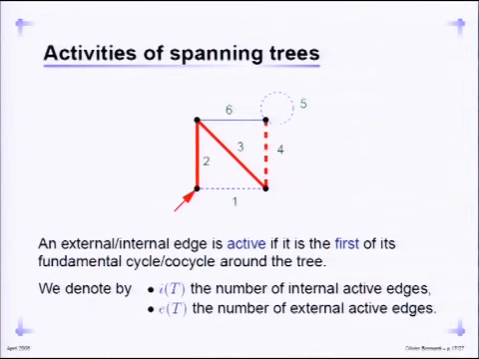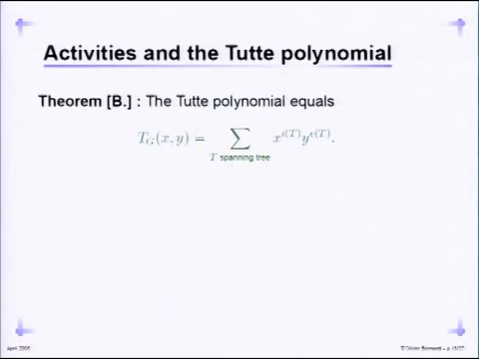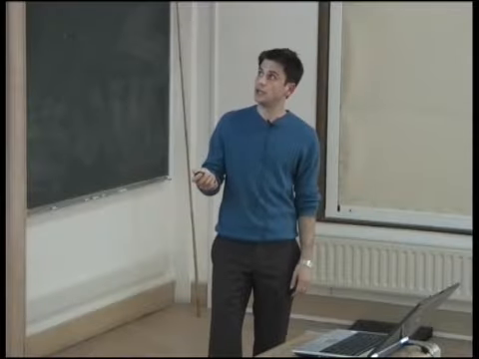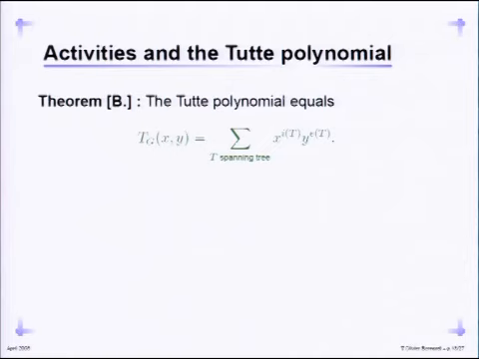And I denote by I of t the number of internal active edges, E of t the number of external active edges. Okay, and the theorem is that the Tutte polynomial is given as this sum over spanning trees of x to the number of internal active edges, y to the number of external active edges.